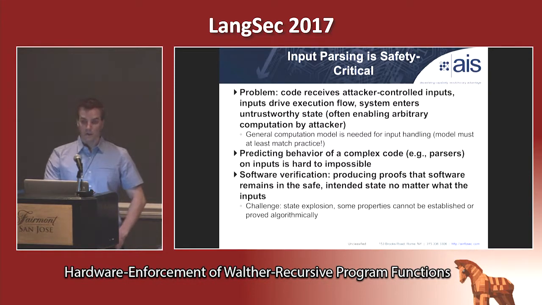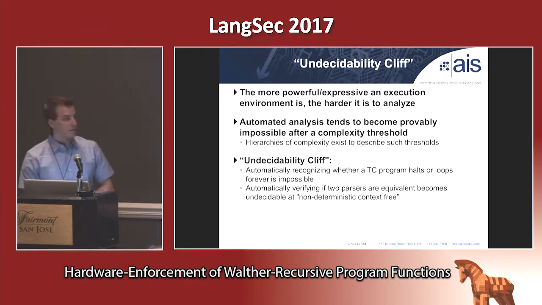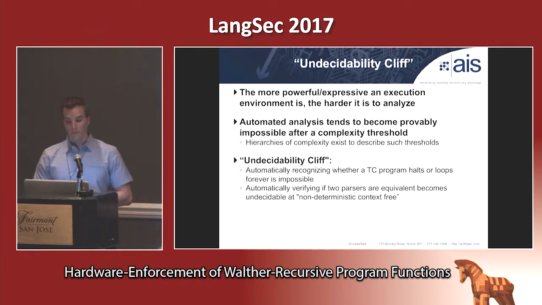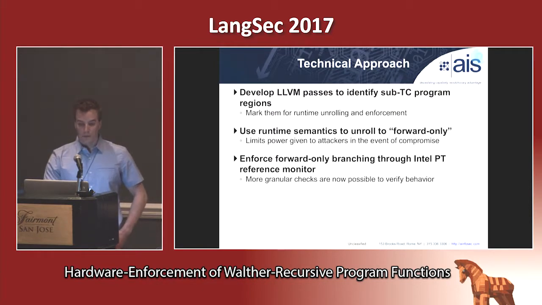So we can't really produce proofs of what that's going to look like, because you have a situation where there's basically a state explosion. There's so many states that we can't possibly fully understand them and fully model them all. So as the language gets more powerful, the more difficult it is to analyze. Automated analysis tools don't really work. It becomes impossible to understand whether or not the program is going to halt or not. So you have this kind of undecidability cliff. Okay, so that's all bad.